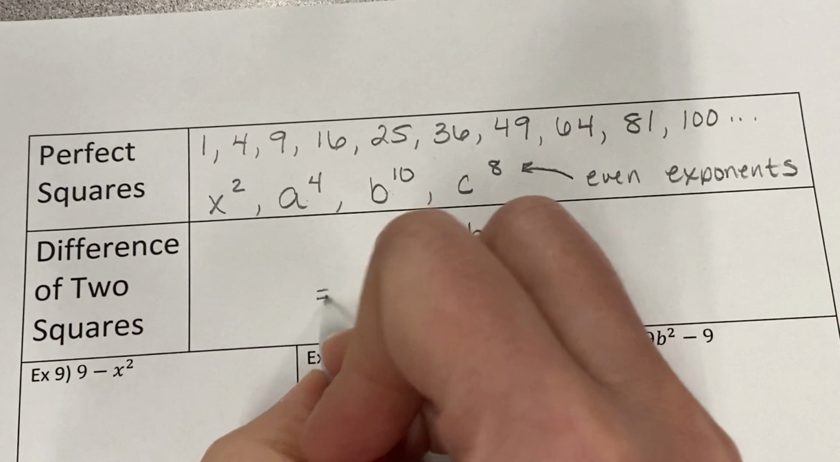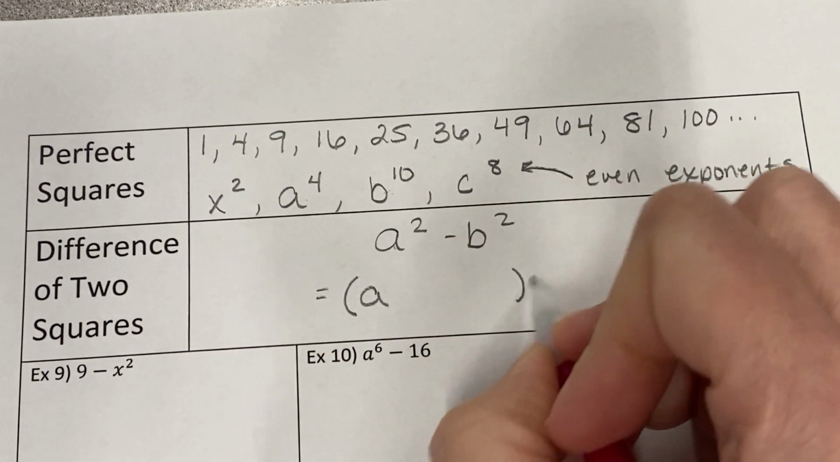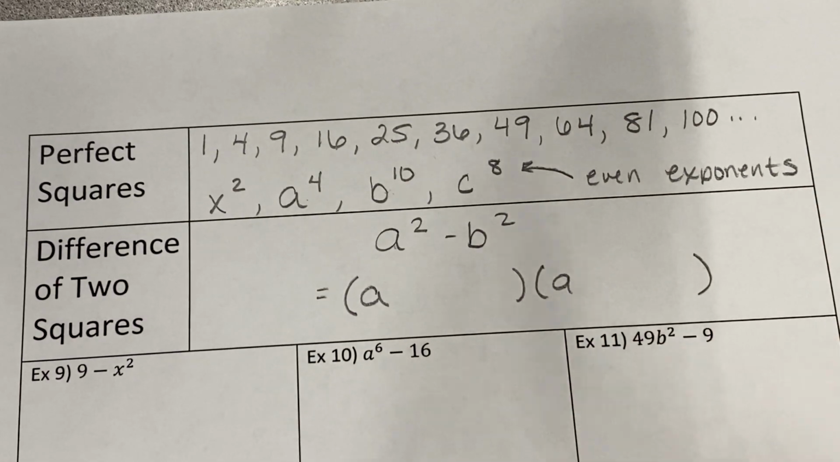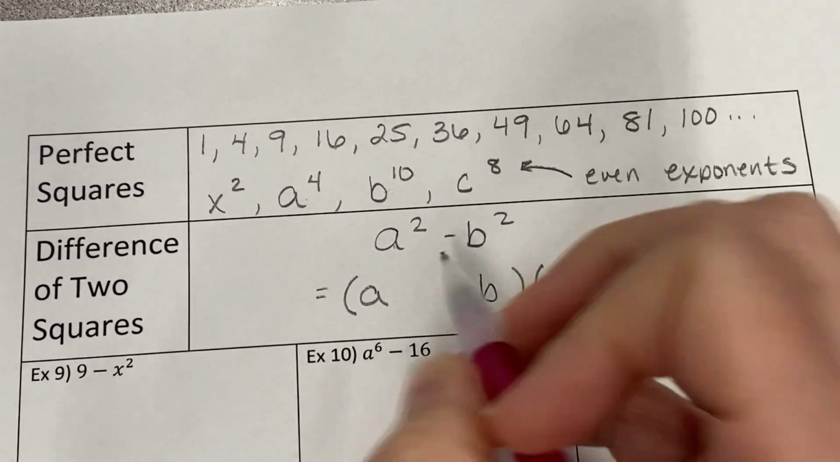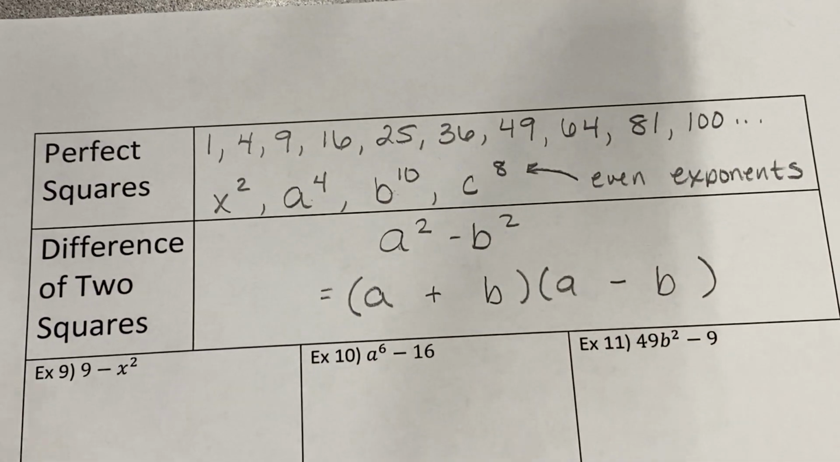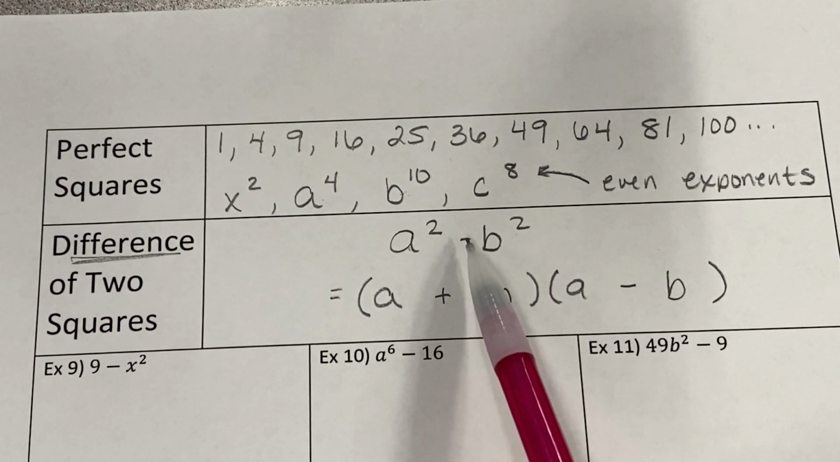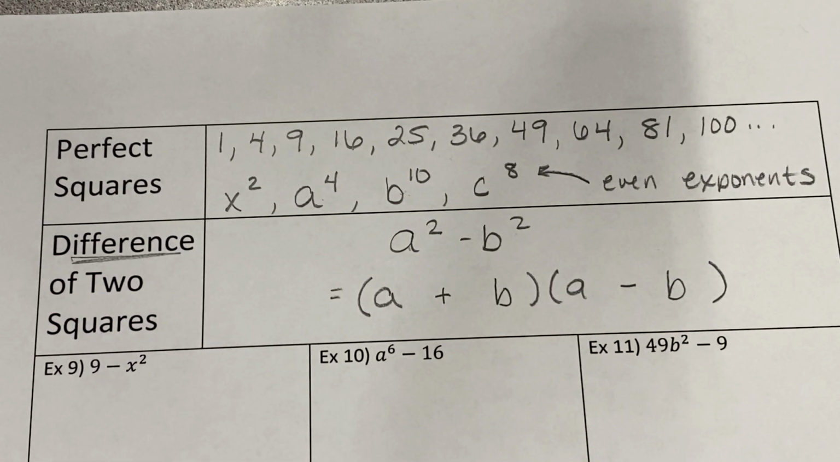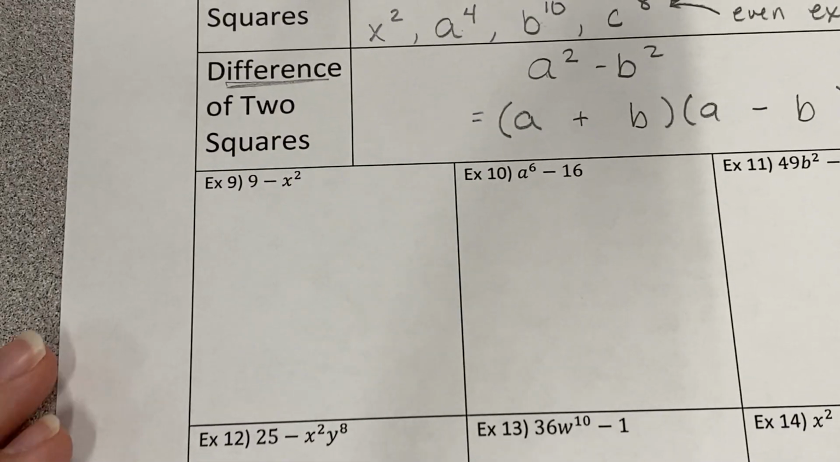So then our formula is you take the square root of this first term, you take the square root of the second term, one gets a plus, one gets a minus, and you're done. But it has to be the difference. If there is a plus sign here, it's a no-go. It can't be factored, at least not this way. Okay, let's see what I'm talking about here.